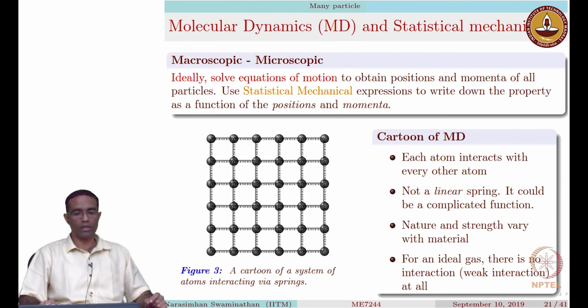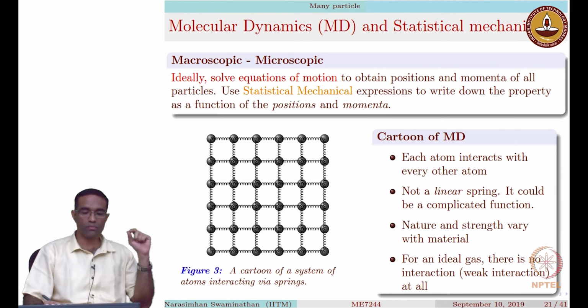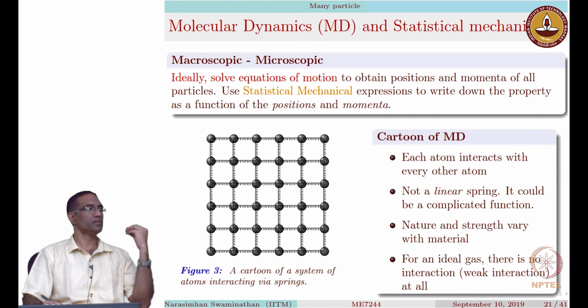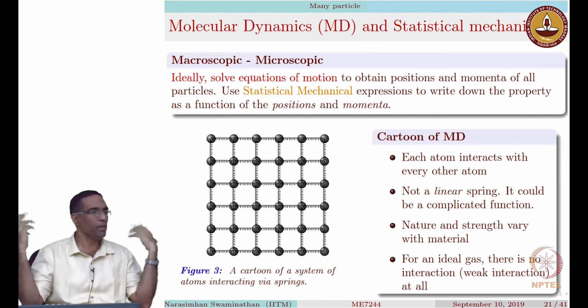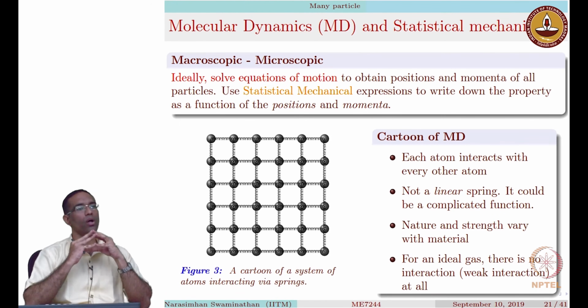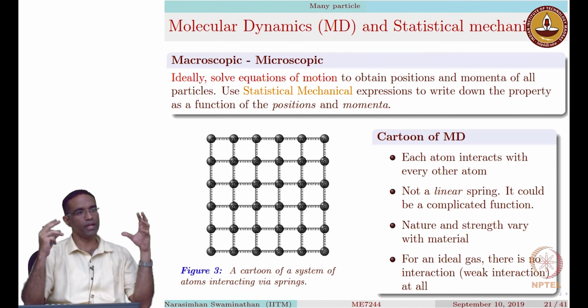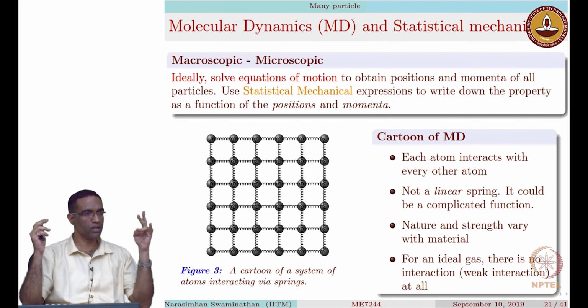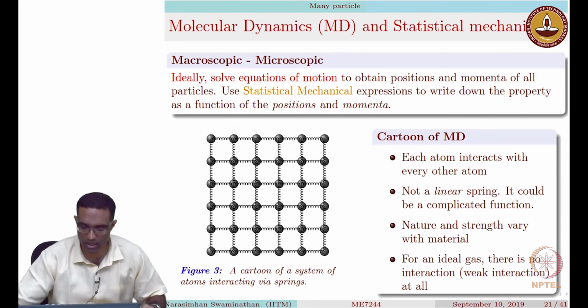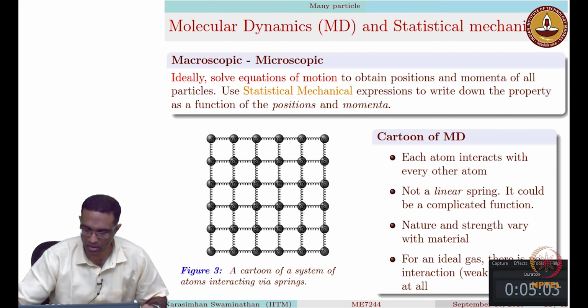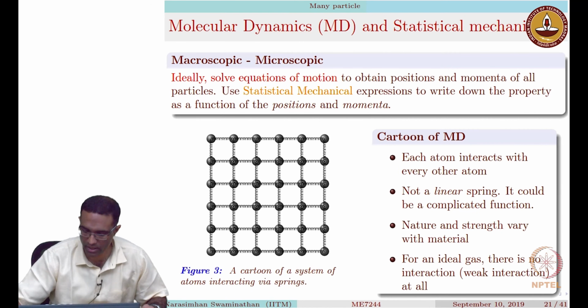Keeps vibrating about their mean positions, right? Now the question is, firstly I would like to mention that it is not necessary that these springs, or the interaction between these atoms, are always linear springs. There is some complicated interaction that exists between all the atoms in the system, and at a finite temperature they are moving. That means at every instant of time there is a position and a velocity associated with all the particles of the system.